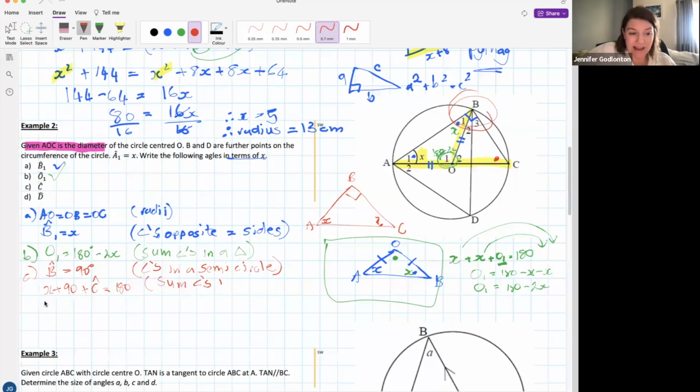And now I'm trying to isolate angle C. So I'm going to say angle C is equal to 180 minus 90 minus X, which means it's going to be 90 minus X. And we have done angle C.